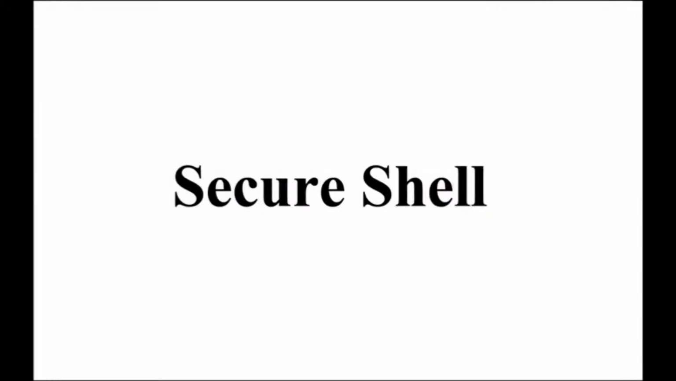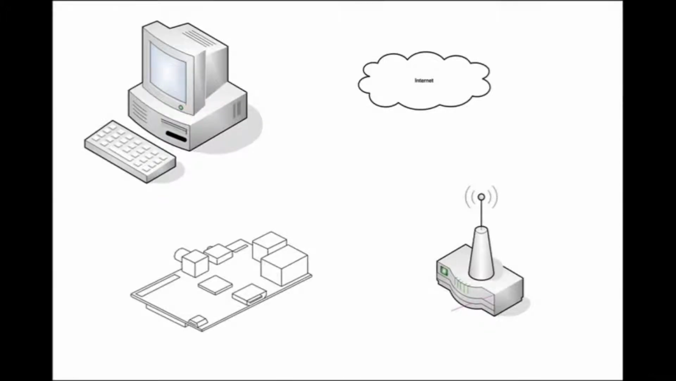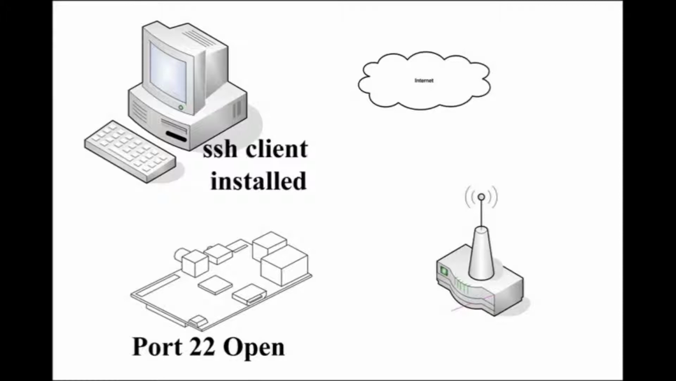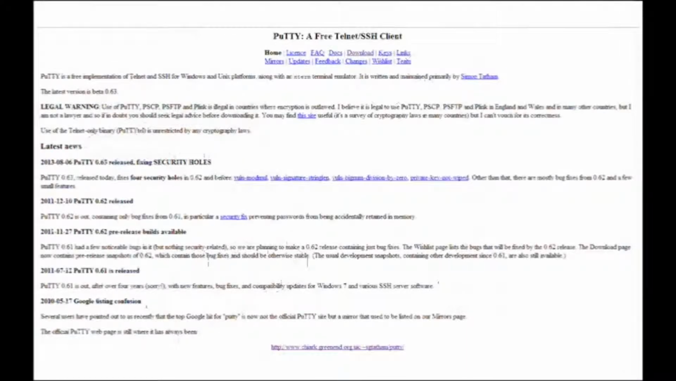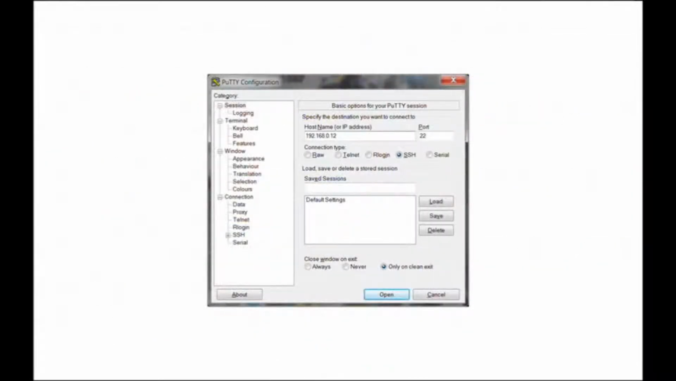Secure shell connection. The Raspberry Pi can be run without a keyboard, mouse or monitor by connecting through Secure Shell on port 22. This is known as running in headless mode. Port 22 is open by default and using an SSH client such as PuTTY, a remote connection can be established by entering the IP address and port 22.